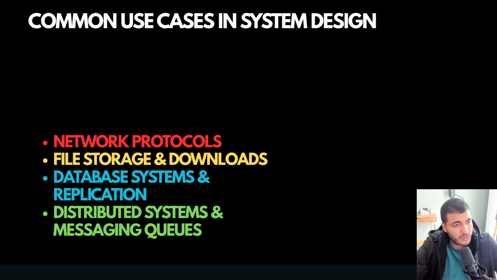Next, it is used in database systems and replication. Databases inherently use checksums to verify the integrity of data blocks on disk. Before writing a block, a checksum is computed, and upon reading, it's recomputed and verified. Also, database replication. In database replication, checksums can be used to periodically verify that replicated data is consistent across primary and replica nodes, catching subtle corruption that might occur during transmission.